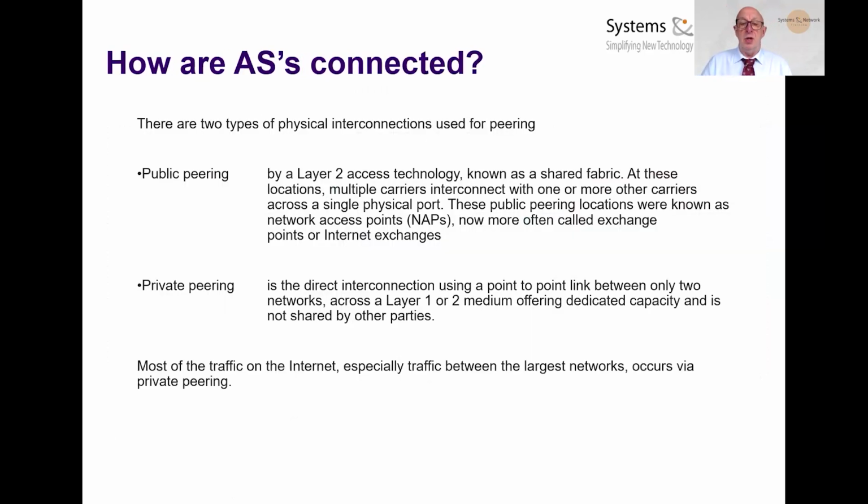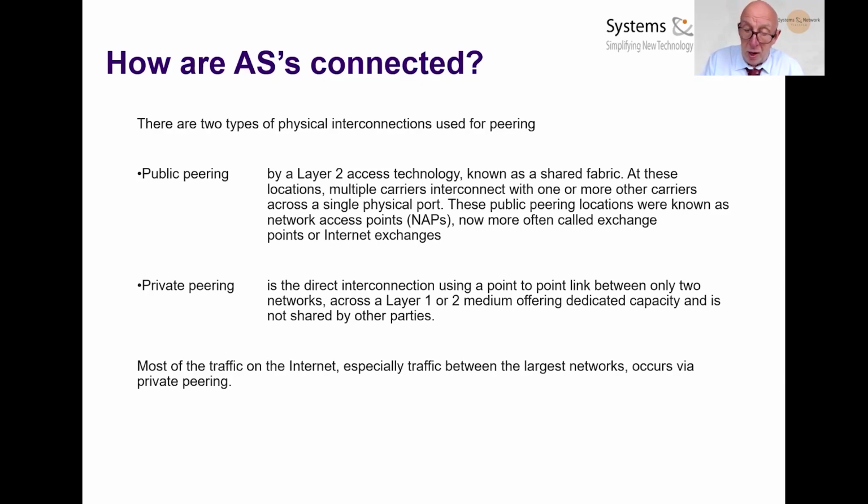Okay. So how are the ASs connected then? Well, there's two types. We've already mentioned it. There is public peering. There is private peering. The public peering Layer 2 access technology is the fabric. It's got multiple connections going all over the place. It looks like a piece of fabric. Multiple carriers interconnect with many other carriers across a single physical port. These are network access points, or were known as network access points. They are now called IXPs, Internet Exchange Points. That is public peering. LINX is an IXP. It does public sharing.